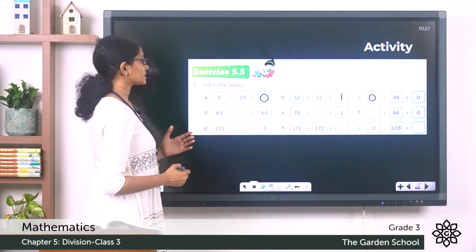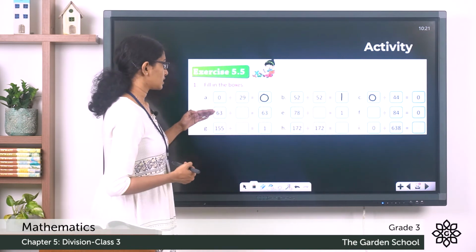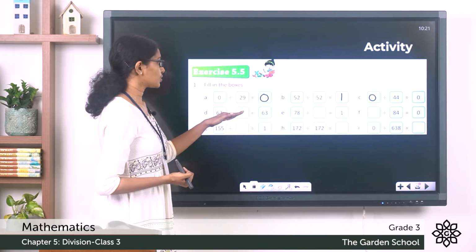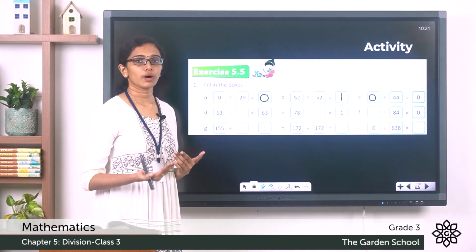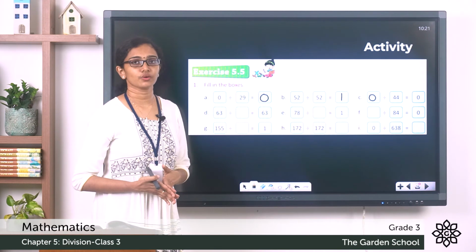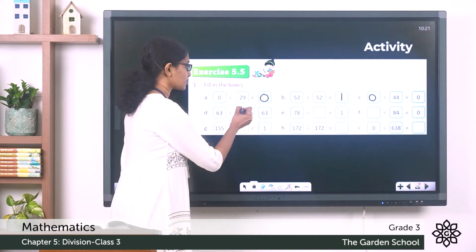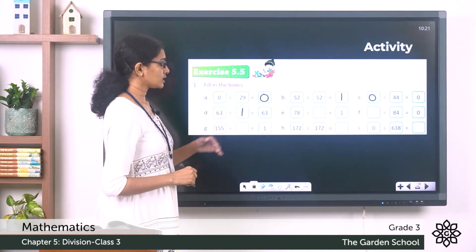Now question D, 63 divided by dash is equal to 63. The dividend and the quotient are the same. So what should come as the divisor? Any number divided by 1 gives the number itself as the quotient, as we saw in the properties of division. So here the divisor should be 1. 63 divided by 1 is equal to 63.